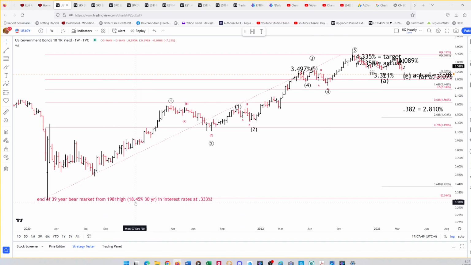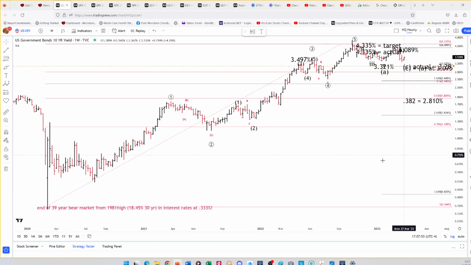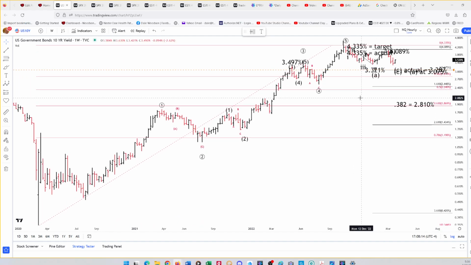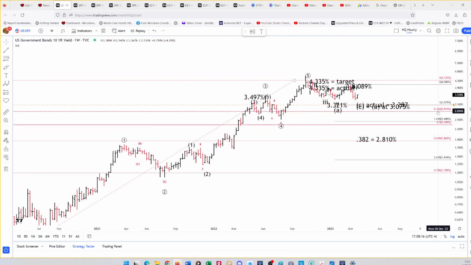high. In the 30-year, it was 18.45%. Imagine that. And so if you follow the numbers in circles, this primary wave 1 up there, 2 down there, 3 up there, 4 down there, and 5 was at 4.335 high, which was in October of last year. So that's 5 waves up, and I wanted to show you guys that 382 is up there at 2.810.